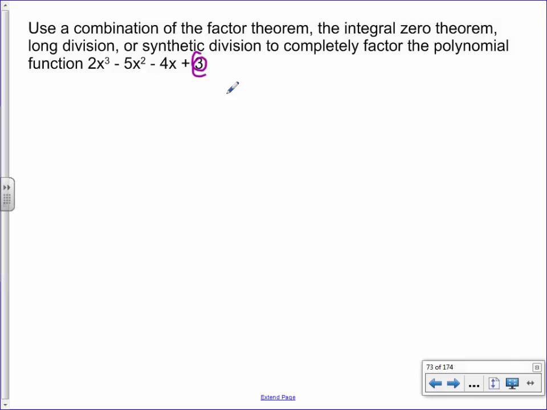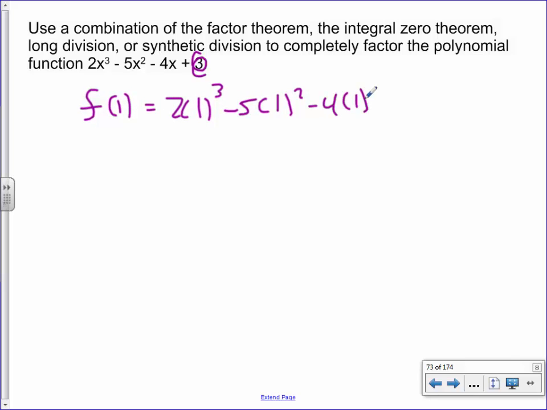Let's see whether 1 works. So start off by going, let's go f of 1. 2 bracket 1 to the third minus 5 bracket 1 squared minus 4 bracket 1 plus 3. The only reason I'm doing this is to see whether it equals 0 or not. I'm hoping that it will. So to some degree, you still have to have a little bit of blind luck. Did it work? No? Okay. So, darn. Not a big deal.